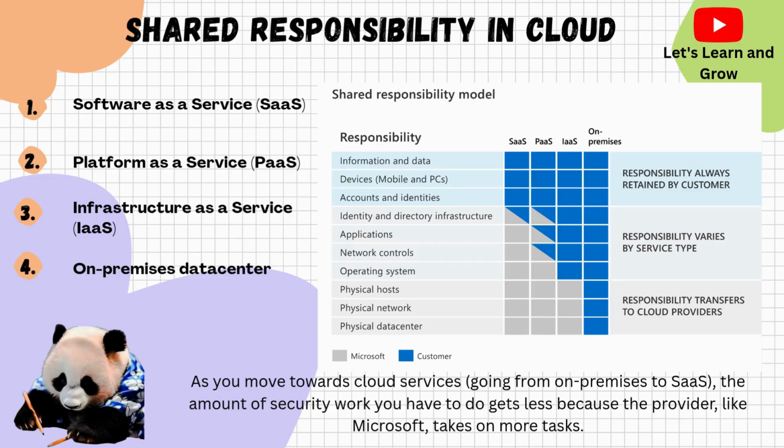You can see the diagram shown in the video. This will be useful. Make sure that you recall and remember it all the time. It's very much useful. Certain responsibilities are handled by the cloud, certain ones are owned by both of them, and the least is by the customer. As you move forward in cloud services, going from on-premises to SaaS, the amount of security work you have to do gets less because a provider like Microsoft takes on more tasks.